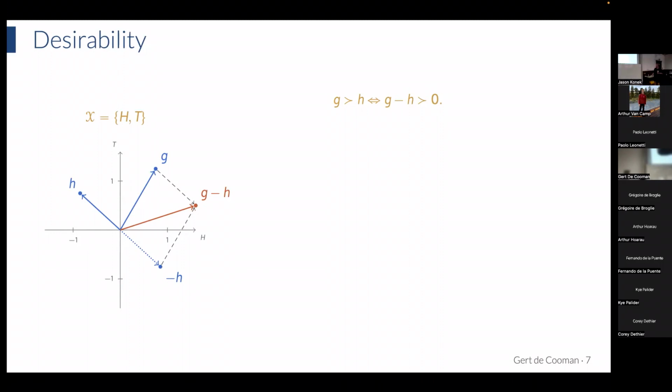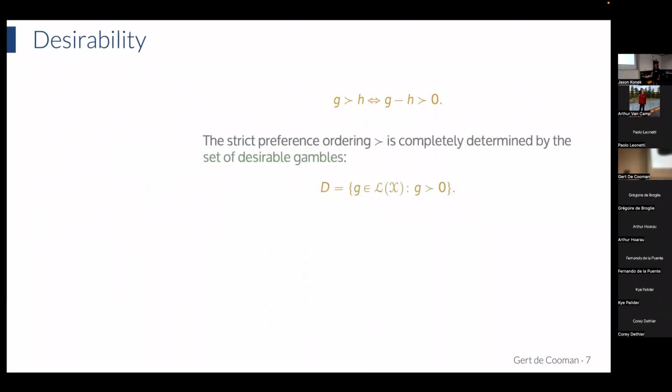I've given a little pictorial representation of this idea here. I have a gamble G and a gamble H. This is minus H, and I'm adding this one. And so G is better than H if this one here is better than 0. That's the idea. So this means, of course, that my strict preference ordering is completely determined by the gambles that are strictly better than 0.